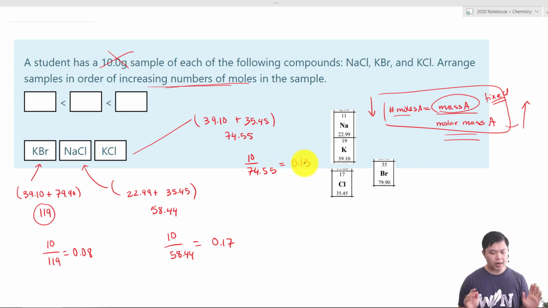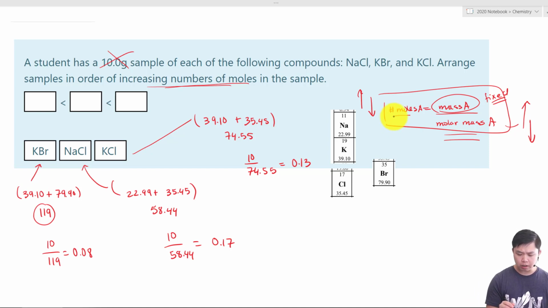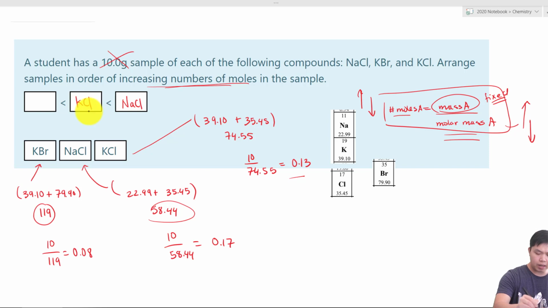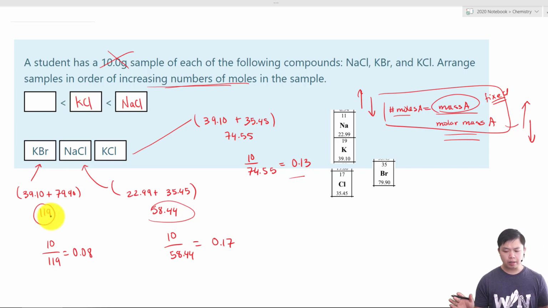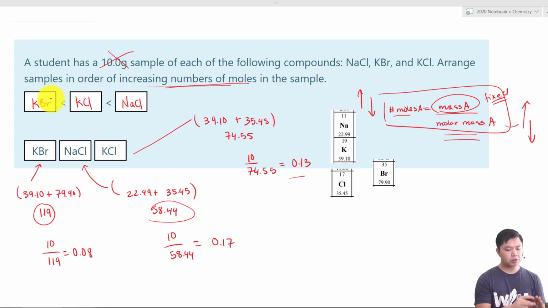So in this case, what is the highest one? If the molar mass goes down, the moles go up. So the smaller the molar mass, the greater the number of moles we are going to have. Which one is the smallest? Right here, NaCl. NaCl will give you the greatest amount of moles. Followed by the one in the middle, KCl. Then lastly, the one with the largest molar mass, KBr, which is producing the smallest number of moles.